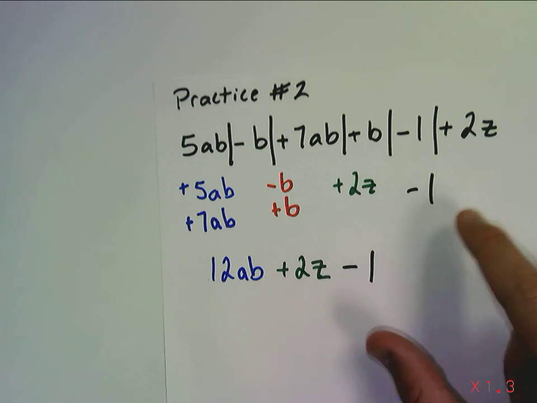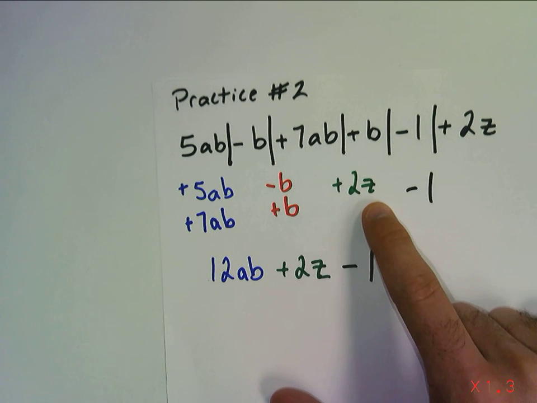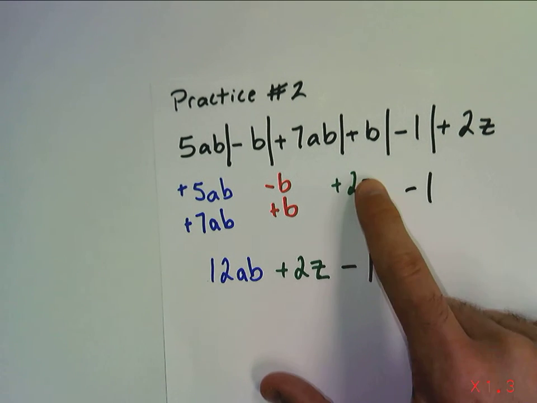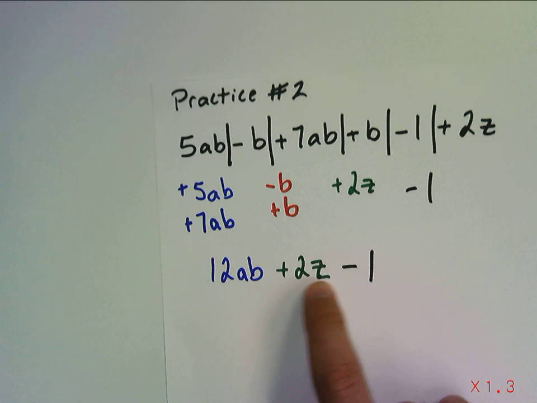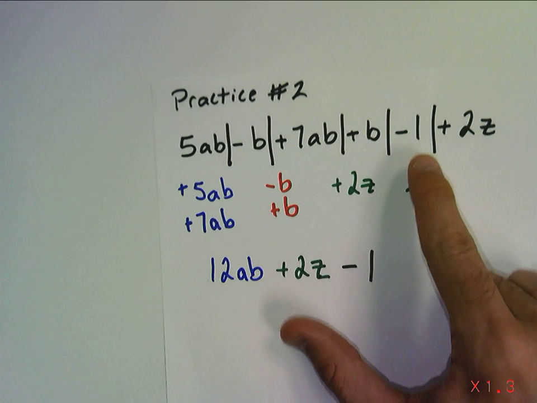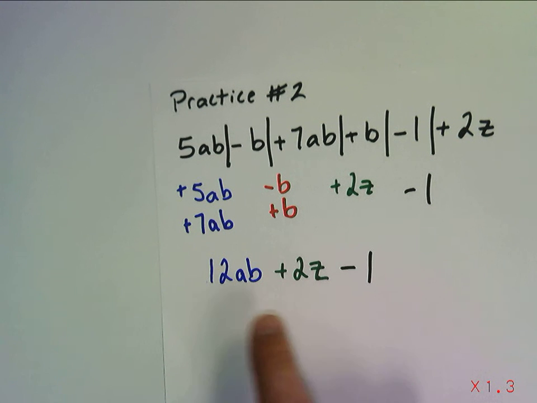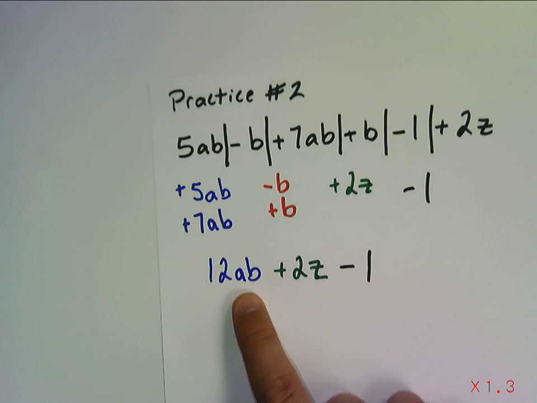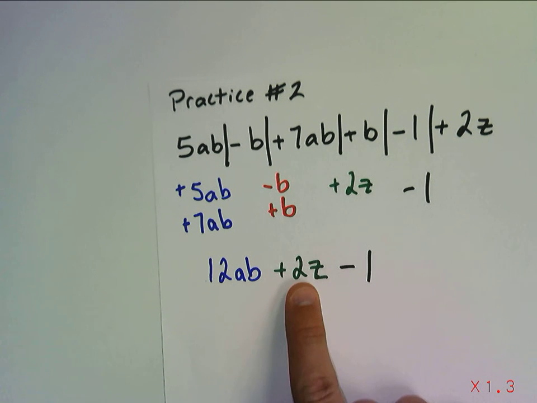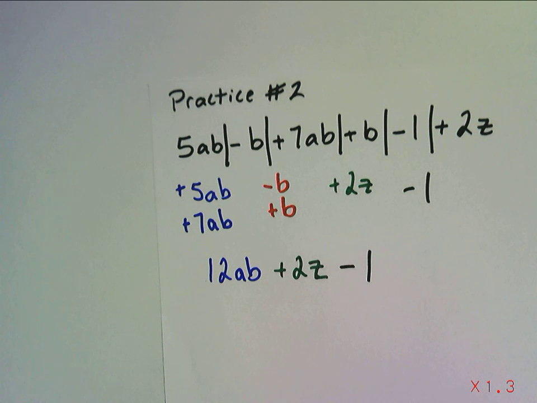I have a Z term, so 2Z, and there weren't any other Z's. That just comes here, plus 2Z. And then the only constant I had was a negative 1, so I brought that down as well. So my final expression here would be 12AB plus 2Z minus 1. So make sure you have this problem copied down in your notebook, along with the 3 other problems that we worked through on your pink note sheet that should go in your notebook.